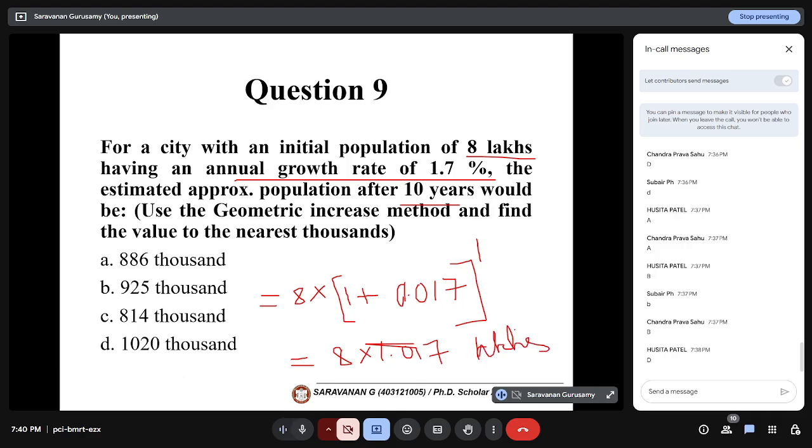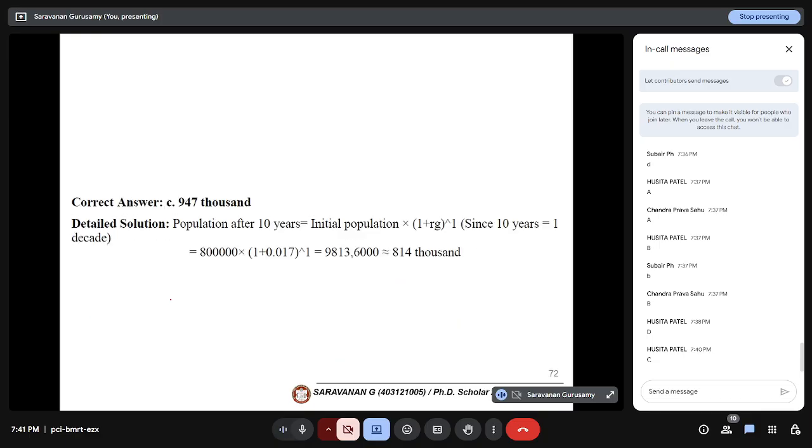So what is the population after 10 years or 1 decade? 8 into 1.017. 8.136 or 14. That is in lakhs. They are asking in thousand. So lakhs to thousand will be 100. So 814 is the answer, right? C is answer. Yeah, correct. C is correct. 814 is correct.